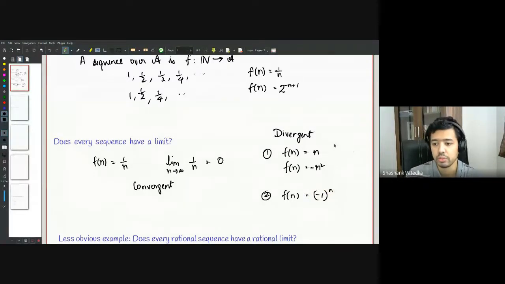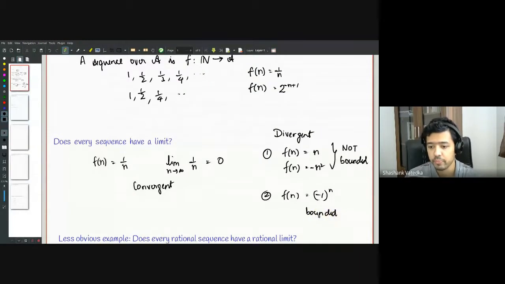Chandramouli has one example, and that is f of n equal to minus 1 raised to the n. Right? So this is an example of a sequence which is not bounded, and therefore it diverges. Whereas this is an example of a sequence which is bounded, but even then it is divergent. Okay, and a good part of this class will be about studying when a particular sequence converges, when it diverges, and what can we do if the sequence diverges.